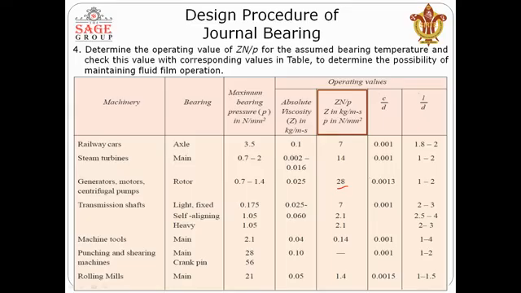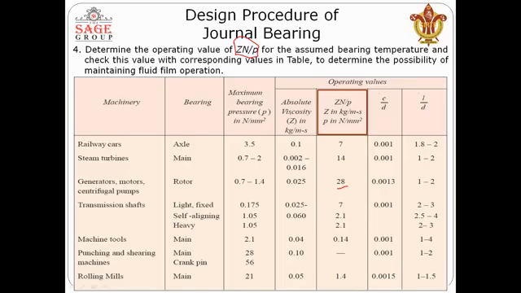Then, whatever the value of Zn upon P we have identified in our actual condition, we compare that value of Zn upon P to K. This value of Zn upon P should be greater than K, because if this value is less than K, then complete contact is possible. So we have to check this value. If the obtained value of Zn upon P is greater than our value of K, then our bearing working is safe.